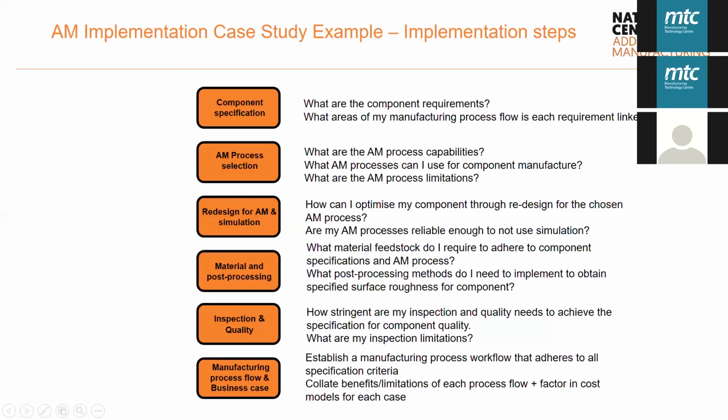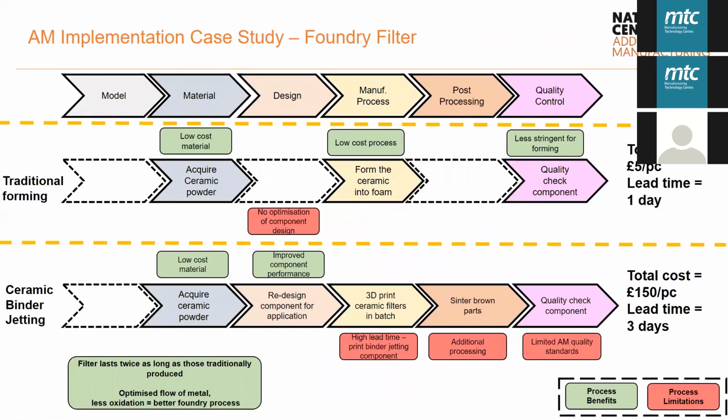And then finally, you build up a process flow using all of these different steps, and then you establish a business case. So I will establish a process workflow that adheres to all the specification criteria, collate the benefits and limitations of each individual process that I might wish to include, and then factor in the costs of each case. So visually, this is again a very top level view of some of the journey steps, and this is a strategy that you might want to include when you're distinguishing different business cases for AM processes. That makes sense.